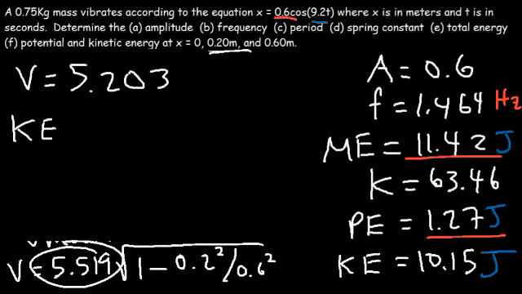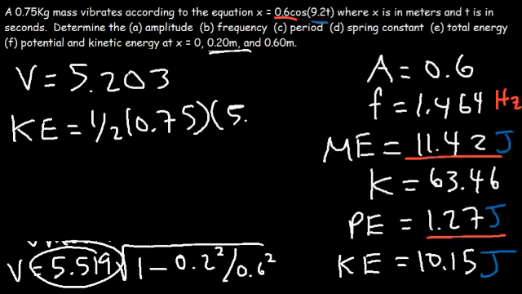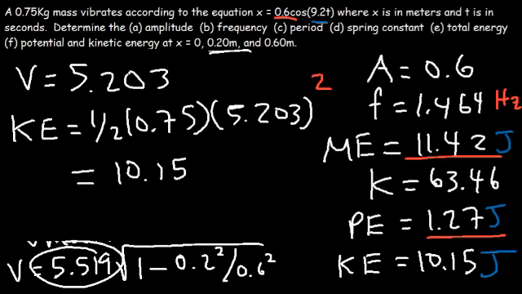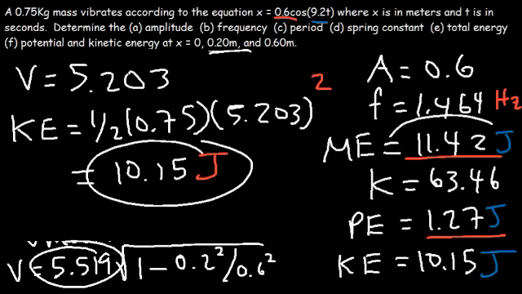So now we could find the kinetic energy. It's 1/2 mv squared, so 1/2 times the mass times the velocity squared. 5.203 squared is about 27.07, times 0.75 times 0.5, and you should get 10.15 joules. So you get the same answer. But as you can see, taking the difference between the mechanical energy and the potential energy was a lot easier. So make sure you know how to find the kinetic energy using both techniques.